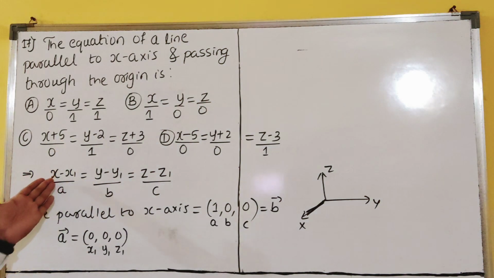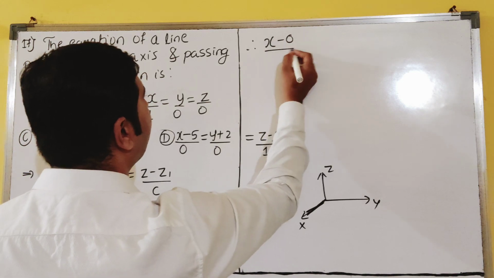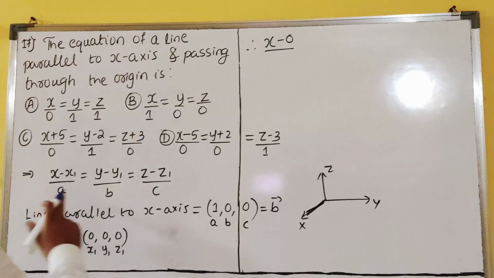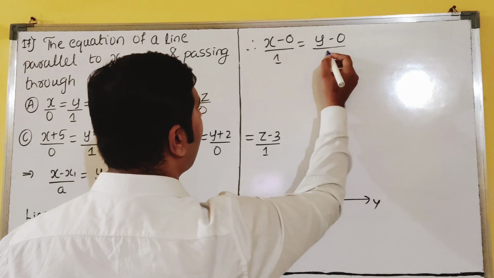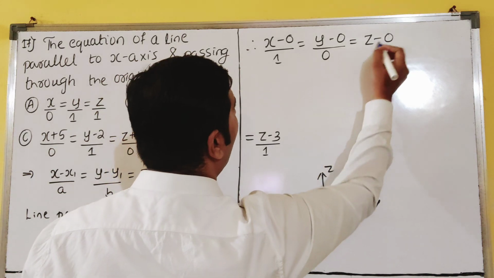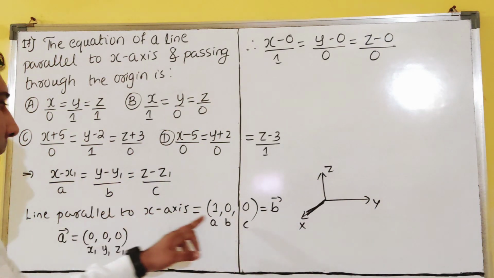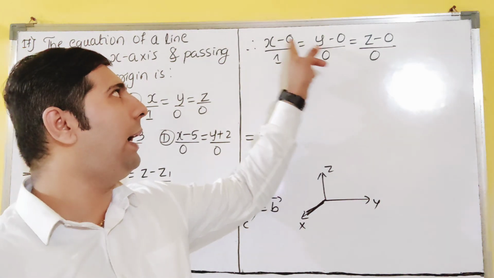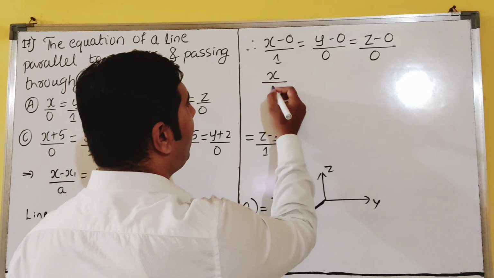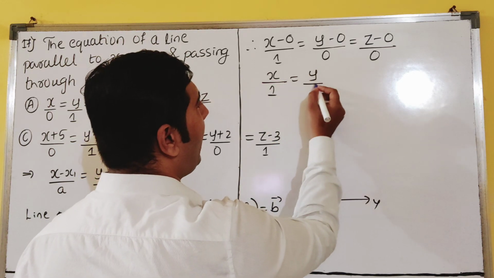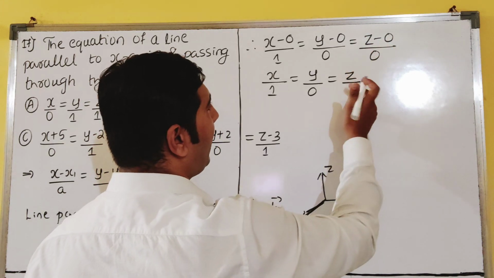Now substitute in the Cartesian equation. Therefore the Cartesian equation is x minus x1 divided by a, y minus y1 divided by b, z minus z1 divided by c. Here a, b, c are 1, 0, 0, and x1, y1, z1 are 0, 0, 0. So what will we get? x minus 0 is x divided by 1, y minus 0 is y divided by 0, z minus 0 is z divided by 0.